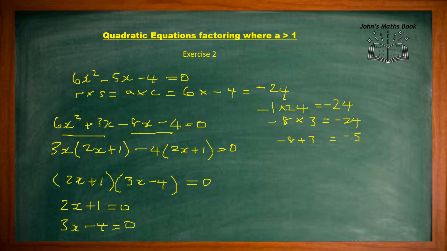So we now have two equations, 2x plus 1 equals 0, and 3x minus 4 equals 0. So if we solve these two equations, solving the first one, we get x is equal to minus 1 divided by 2. And the second one, we get x is equal to 4 divided by 3, which is equal to 1 1/3.